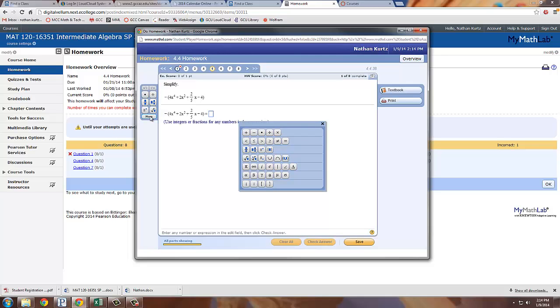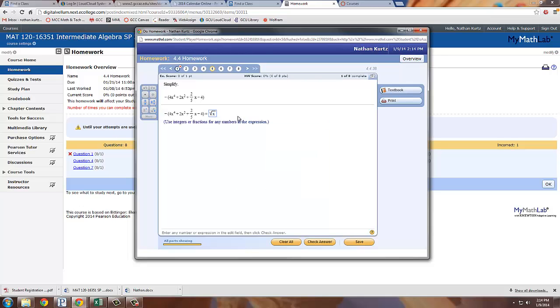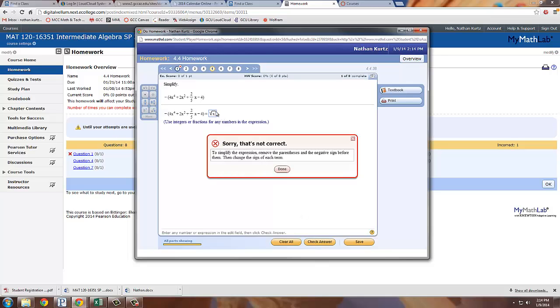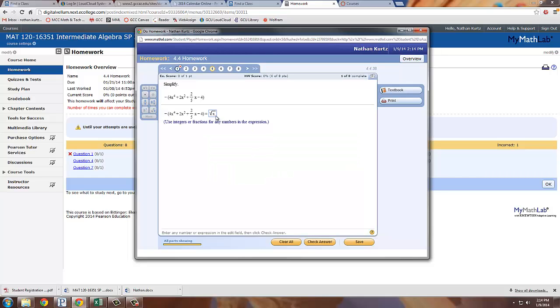Any of the symbols that I need are going to be right there if you don't know how to use it on your keyboard. So for instance, if I needed to say the square root of x, I would hit that square root button, and I'd hit X, and then I'd hit enter, or check your answer. And that's clearly not right for this problem. MyMathLab instantly tells you that it's not right. That was one attempt.